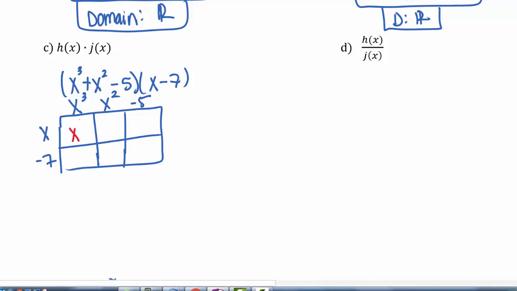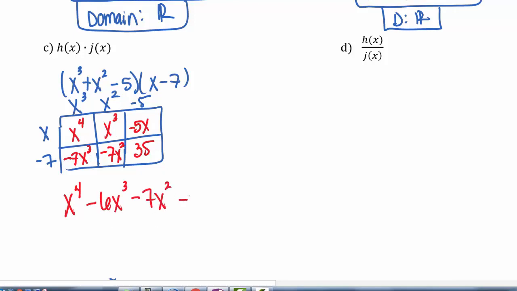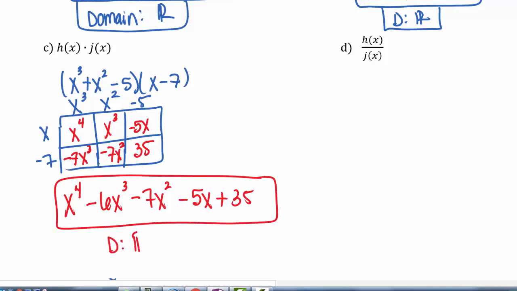So x to the 3rd times x is x to the 4th. X squared times x is x to the 3rd. Then I have negative 5x. Negative 7x to the 3rd. Negative 7x squared. And 35. Then I combine like terms. So I have x to the 4th. My only like term here is negative 7x to the 3rd and 1x to the 3rd. I add those together, get negative 6x to the 3rd, minus 7x squared minus 5x, plus 35. And my domain, again, all real numbers, because I'm just combining the original domains.